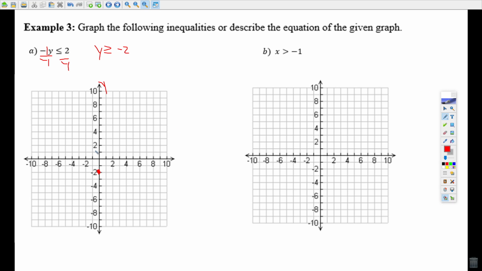It is not a vertical line. It goes horizontal. It does not actually cross the x-axis. It stays at -2 the entire time. Now this has a line underneath it, so it's going to be solid. So you can draw a line going all the way across, both ways.